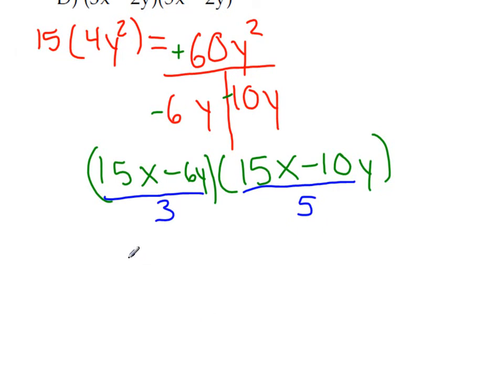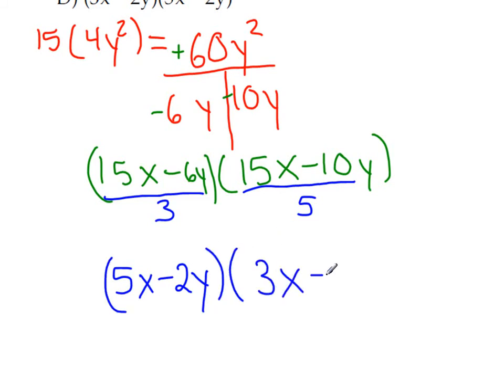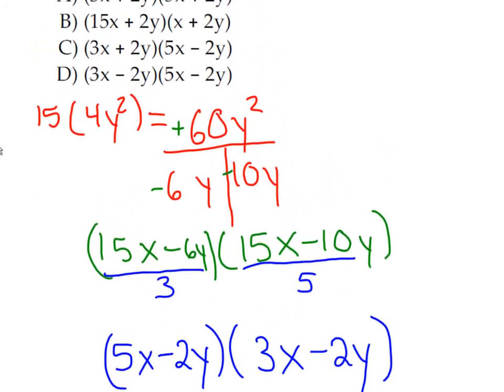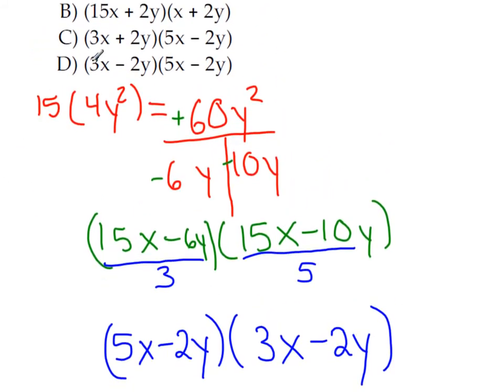And now, when we divide it out, 3 times 5 is 15, so we have 5x minus 2y. And for the other one, we have 3x minus 2y. Oops, I have to close my parentheses. Let's see if we have anybody who looks remotely like that. So we have 5x minus 2y, well, these two have that. And 3x minus 2y. So the only choice is D.